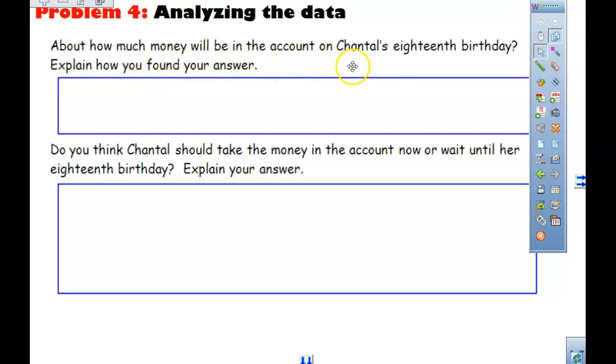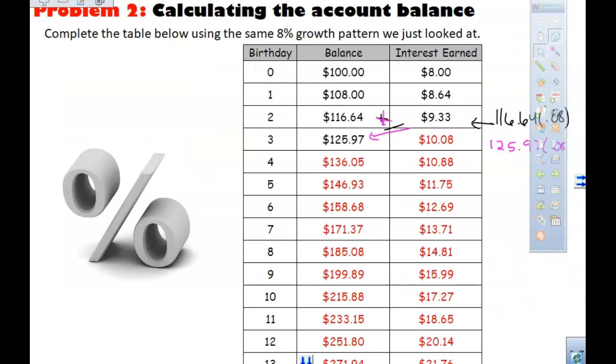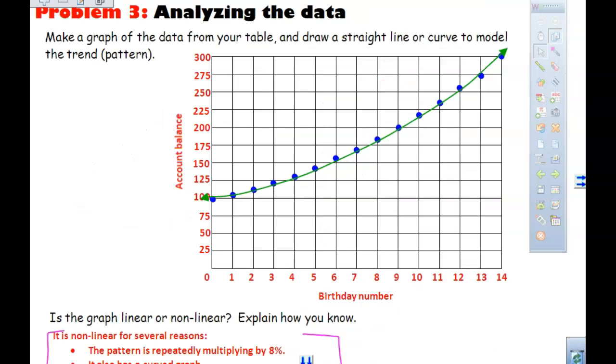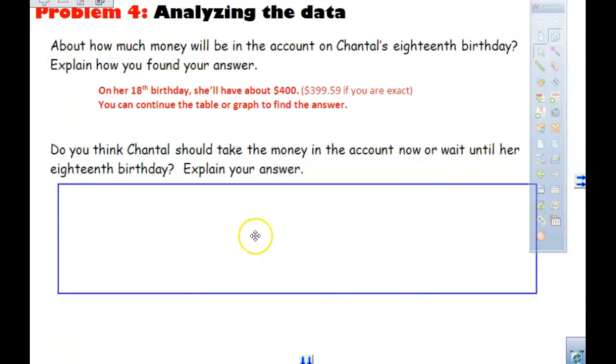As we finish taking our notes for today, we're going to analyze this data. It says, about how much money would be in our account on our 18th birthday? Explain how you found that. So again, we want to go back to what she had on her 14th birthday. On her 14th birthday, she was up to $293.70. We're going to take that times 0.08, and then we are going to add that on. On her 18th birthday, she'll have about $400. And again, this is not totally exact, but about that. How could you determine it? You'd continue the table or the graph to find your answer.